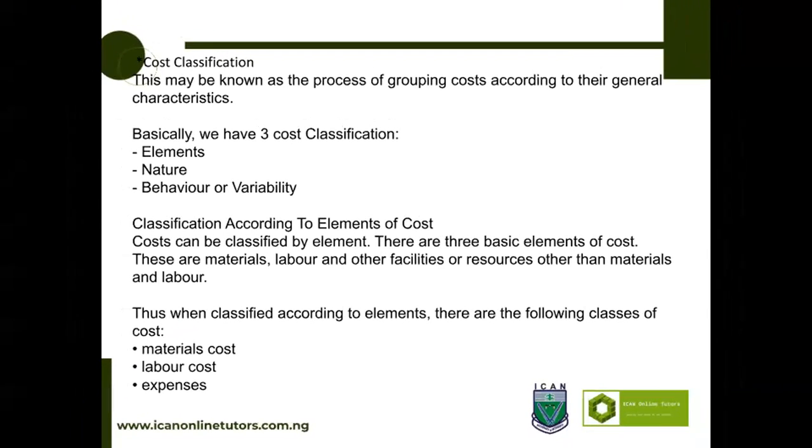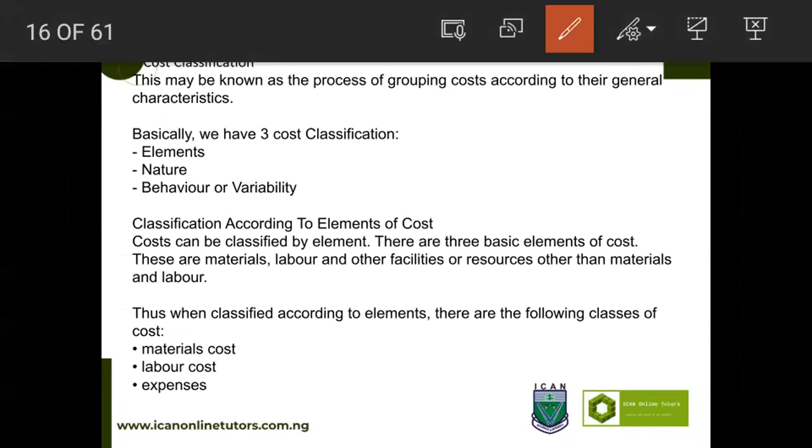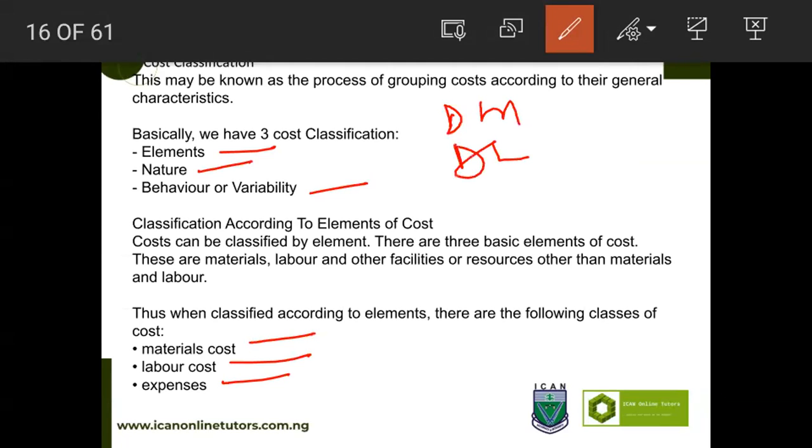So basically, we classify cost into 3 different classes or categories: according to the element, according to the nature, and according to behavior. When we say according to elements, is when you classify costs according to 3 elements: material, labor, expenses. That's how you always say direct material, direct labor, and overheads.